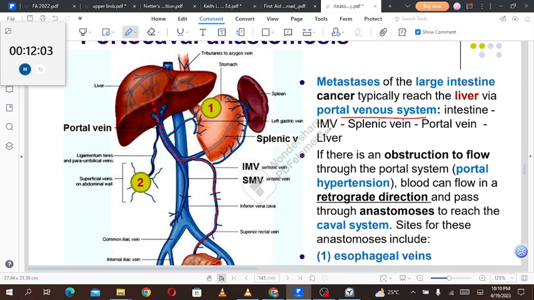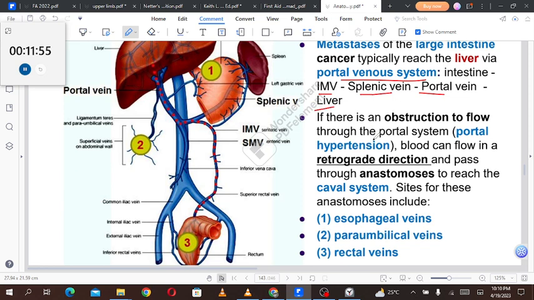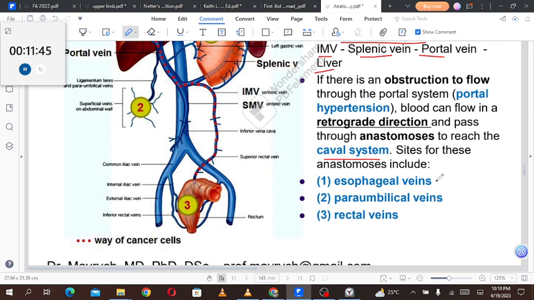From the intestine to the inferior mesenteric vein, then to the splenic vein, and then to the portal vein to the liver. If there is an obstruction to the flow through the portal system, portal hypertension, blood can flow in a retrograde direction and pass through the anastomosis to reach the caval system. Sites of these anastomoses include esophageal veins, paraumbilical veins, and the rectal veins.